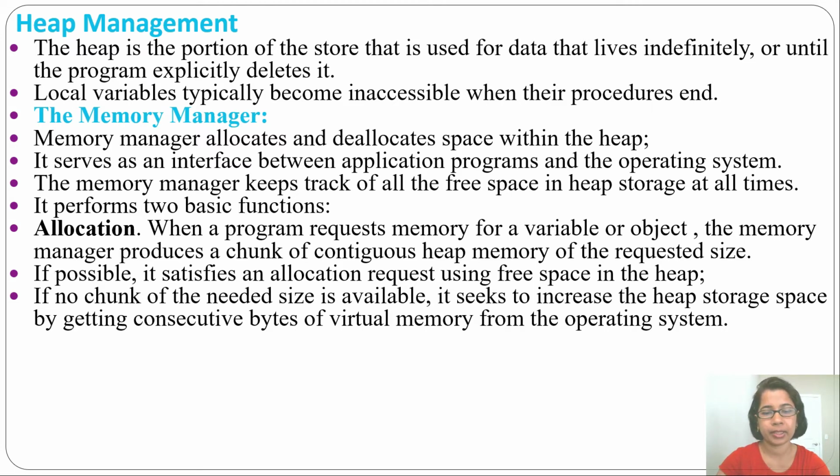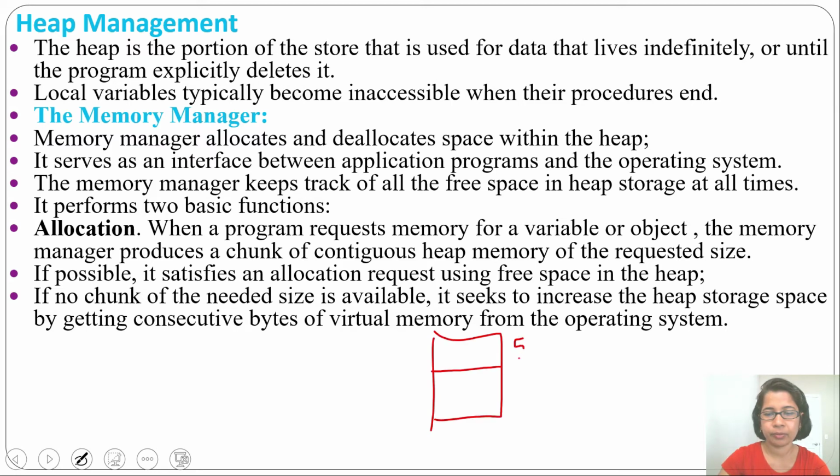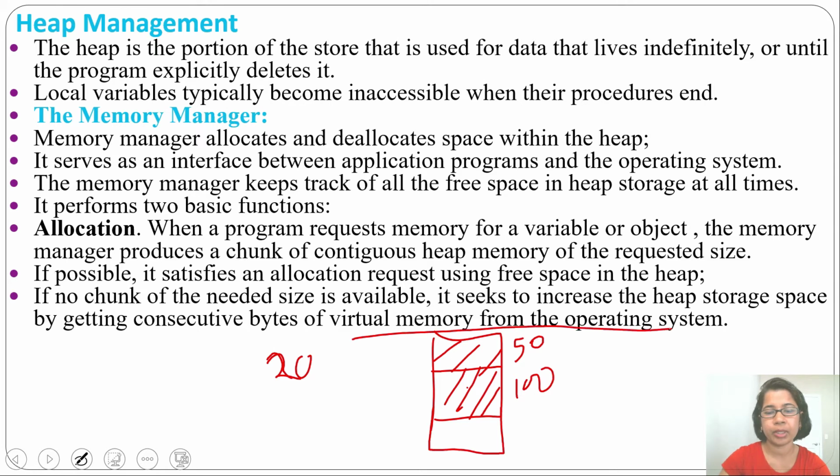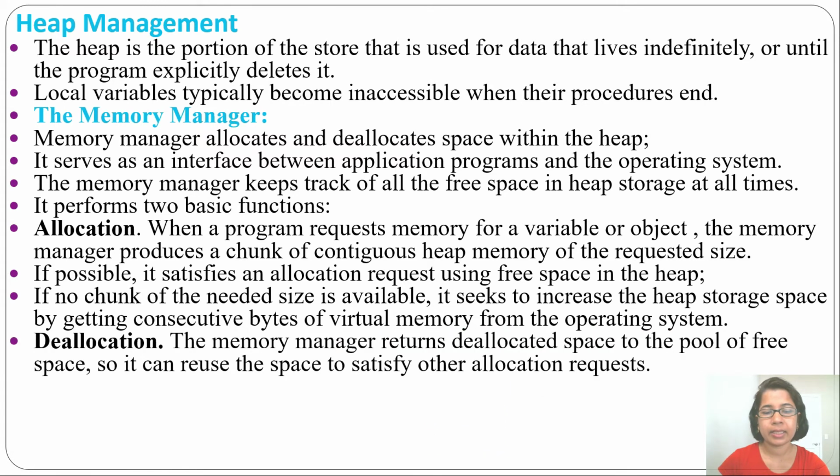from the operating system. Suppose this is a heap storage and from that suppose 50 units are used and the rest, suppose 100 units, are left and we are requesting a size of 20. This is allocated. Now this 100 unit is free and we require 20 units, so you can easily allocate. Suppose this is also allocated, meaning nothing is free, then it will increase the size by taking virtual memory from the operating system. Next is deallocation.